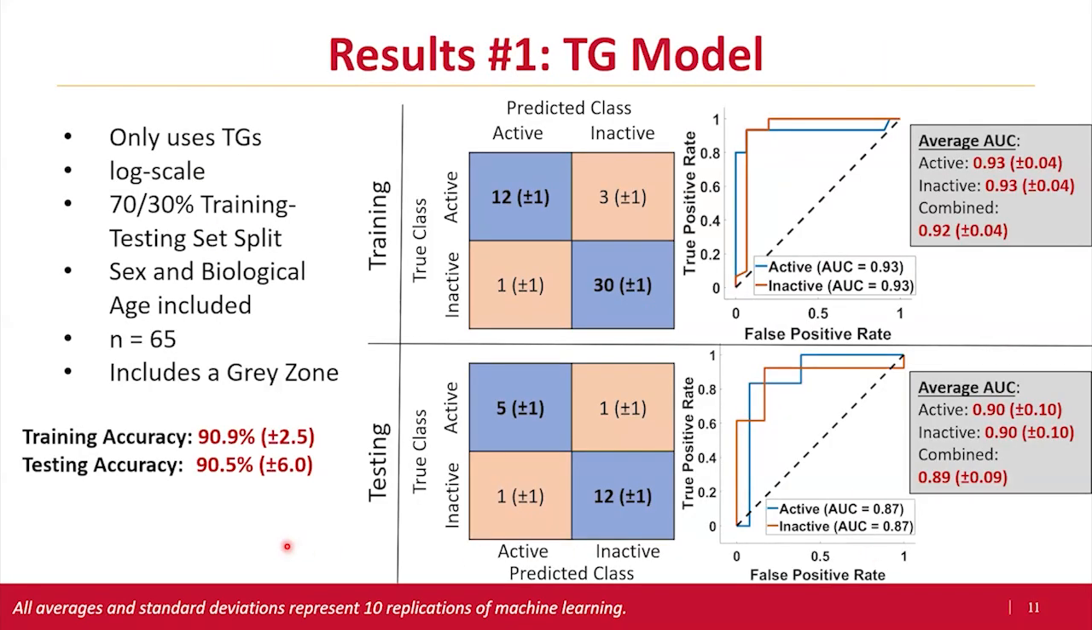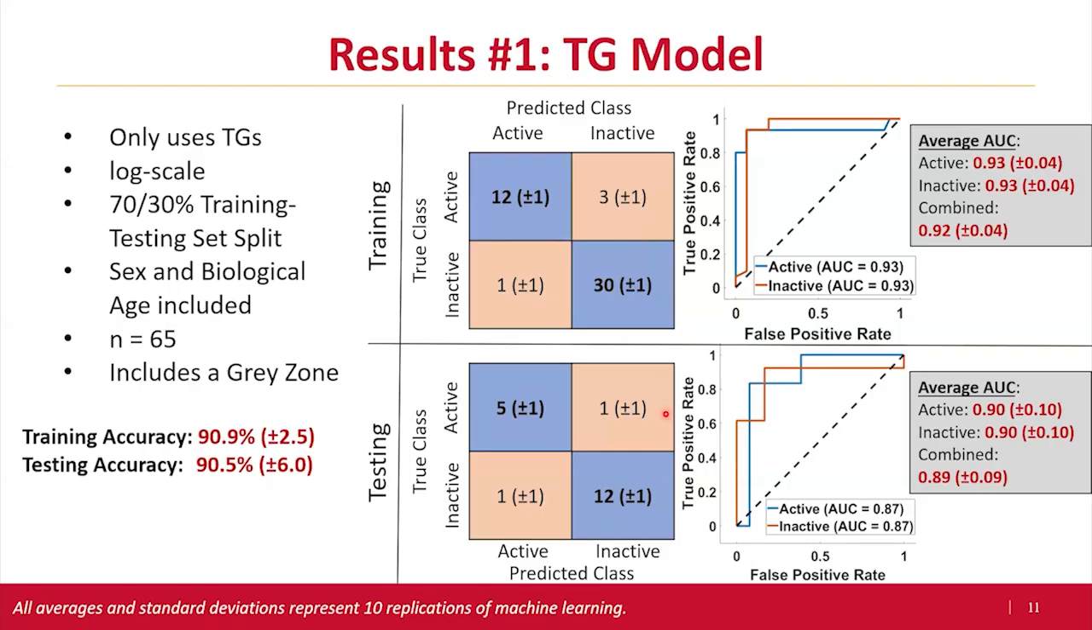All right, now the moment we've all been waiting for, to get into some of our results. So this first model is our triacylglycerol model. It uses a log scale transformation, and importantly, sex and biological age are included, as well as a gray zone. Excitingly, though, we do see a train-in and test-in accuracy of about 90%, and this is reflected in our confusion matrix. So we see the majority of samples are being classified within the blue boxes, which is a correct classification, and that holds true for the test-in as well.